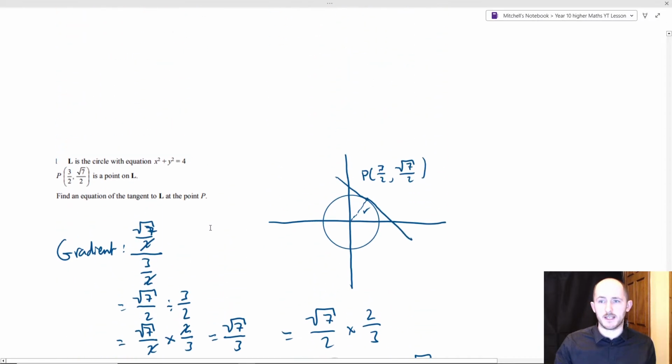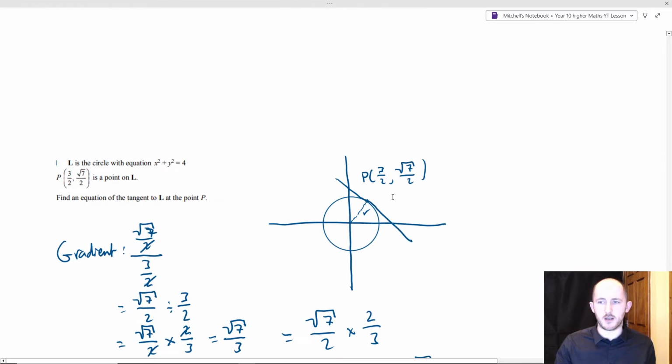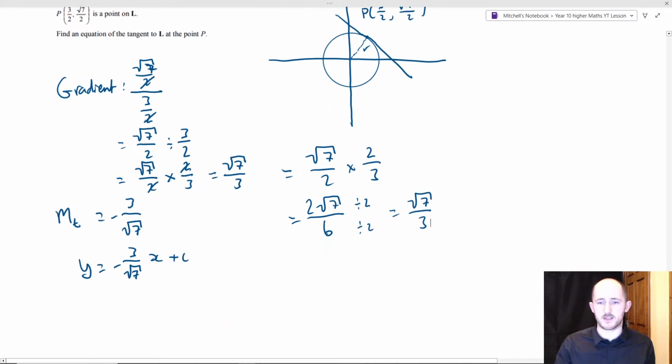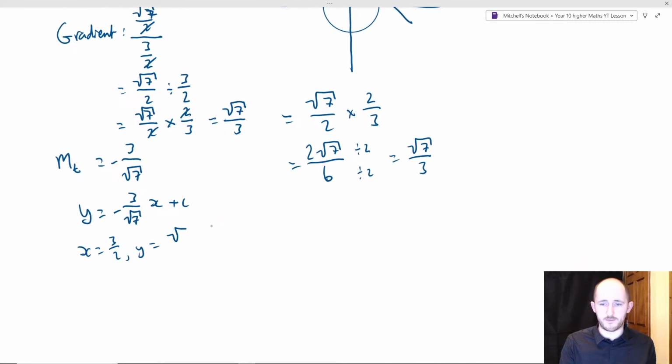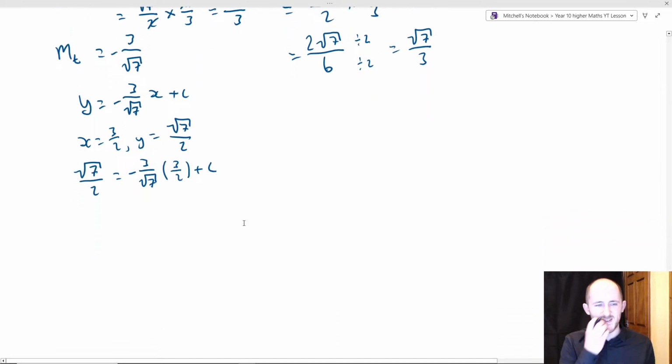Okay, and lastly, all we need to do again is sub in the coordinate. So we have x is 3 over 2, and we have y is equal to root 7 over 2. And I've got a feeling this is going to be an absolutely hideous number, but, you know, it's what it is. It's minus 3 over root 7. Yeah, this ain't gonna be fun, is it?